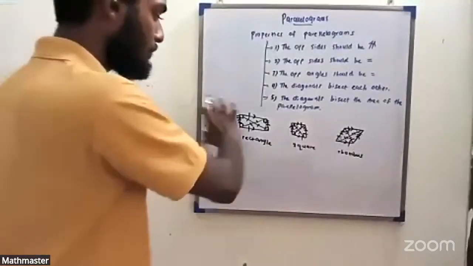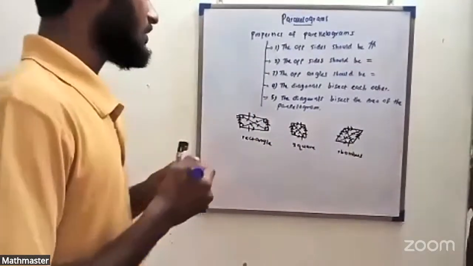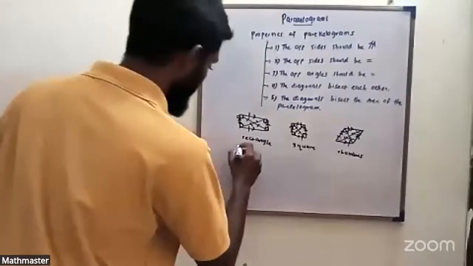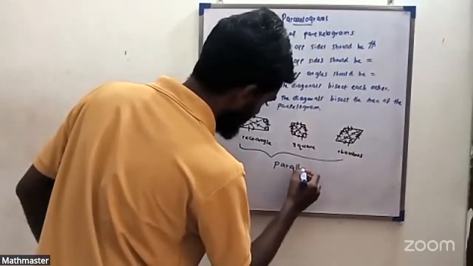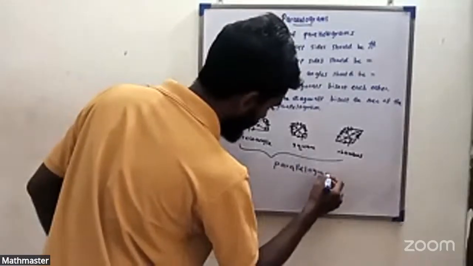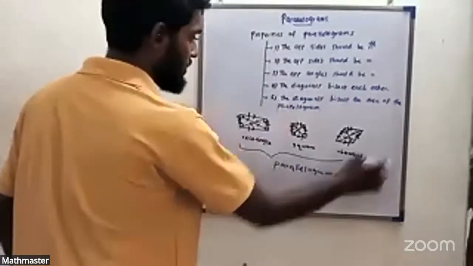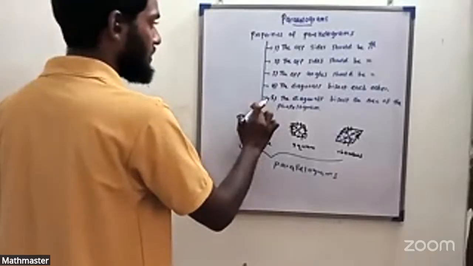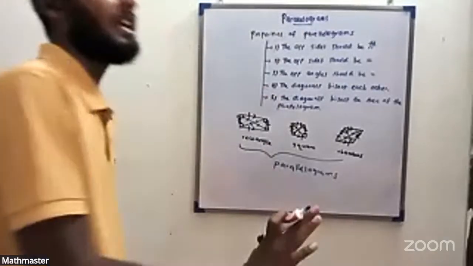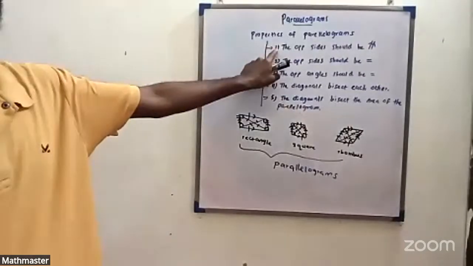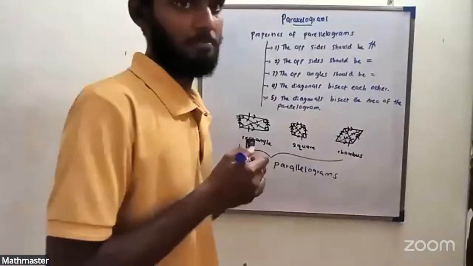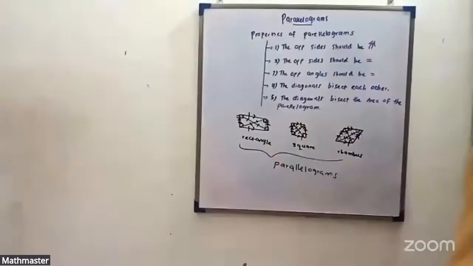So these are the properties of rectangle, square, and rhombus. These three are parallelograms. All these parallelograms should have all these five properties. If you have these five properties, you can consider them as parallelograms. If at least one property is not there, it is not a parallelogram. That's it. I hope you understood this part clearly, right?